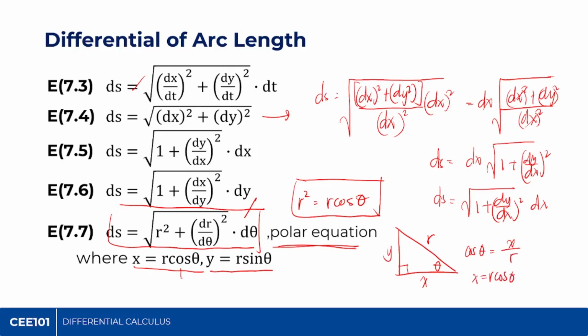And then for y equals r sine theta, that is if you evaluate sine of theta, that is opposite, which is y, over the hypotenuse or the radius. So your y would be equivalent to r sine theta by cross multiplying. Tama ba? So you just need to memorize this one for this polar equation na differential of arc length. Okay? So these are the first five variations in the differential of arc length formula.